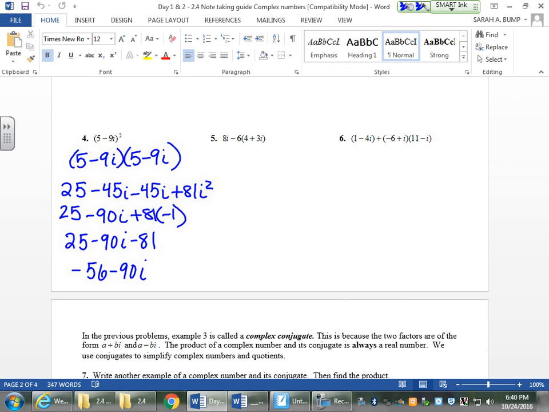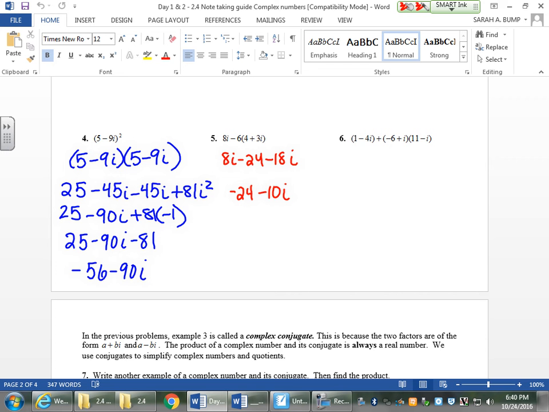Moving on to number 5. Distributing the negative 6 and combining like terms. Make sure you write the real part first and then the imaginary part. That one was nice and easy.